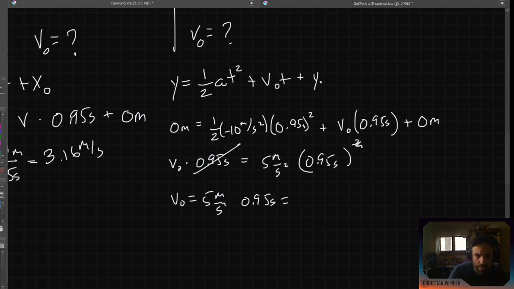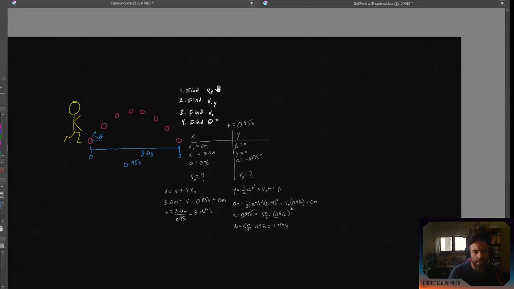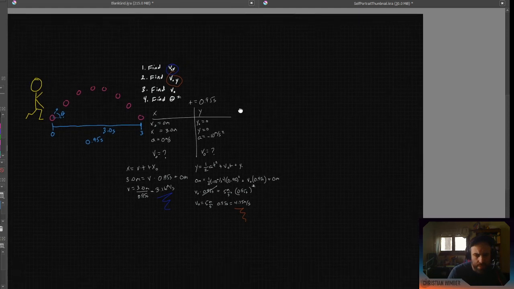All right, so again, running that through the calculator that you can't see, I end up getting 4.75 meters per second. And again, that seems like a reasonable speed. So yeah, let's see what we've done. Looking back at our original goals, we found V naught in the horizontal, which is right here. We found V naught in the vertical. Now we just want the total.